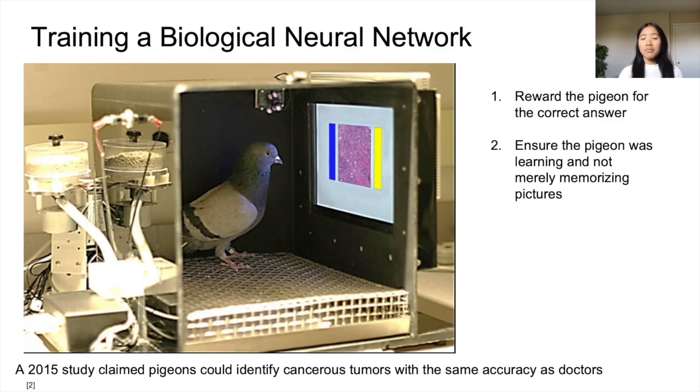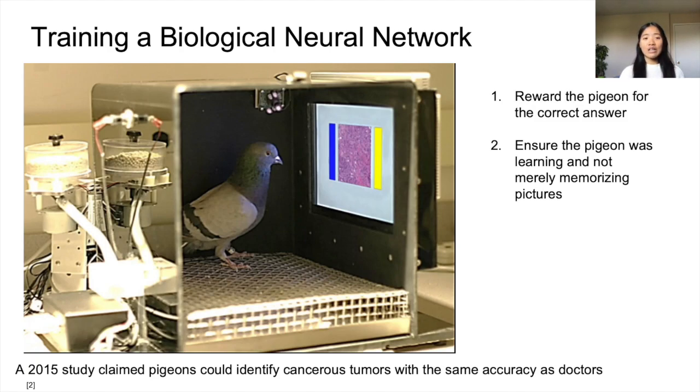But if we look at a pigeon's brain as an artificial neural network, it's really not as crazy as it sounds. An artificial neural network is actually much more simple than a human brain or a pigeon's brain. But what makes it so powerful is the way that we train it to recognize specific patterns.